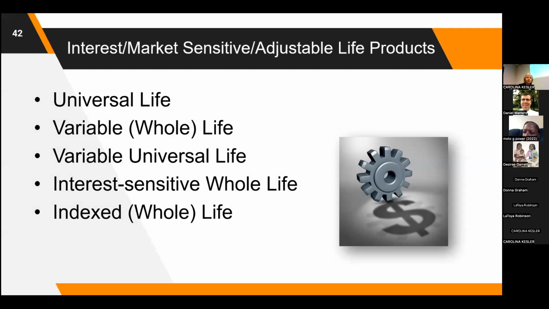Here's the ugly ones: universal life, variable whole life, variable universal life, interest sensitive whole life, and indexed whole life. The easiest way to get these on the tests: universal, look for flexible. They go together. Variable whole life is going to have level premium. Variable universal, again, look for flexible. Anytime you see universal, look for flexible, right? Interest sensitive, look for current assumption. Interest sensitive, current assumption, they go together. And index goes with index. Keeps it easy, right?